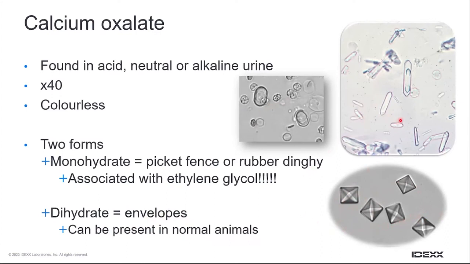But the other versions that we have are more concerning. So at the top of your screen, you can see either what we call the rubber dinghy version of calcium oxalate or the picket fence version of calcium oxalate. And these are the monohydrate form. And the reason these are so important is that if we see these, then it may be associated with ethylene glycol antifreeze toxicity.